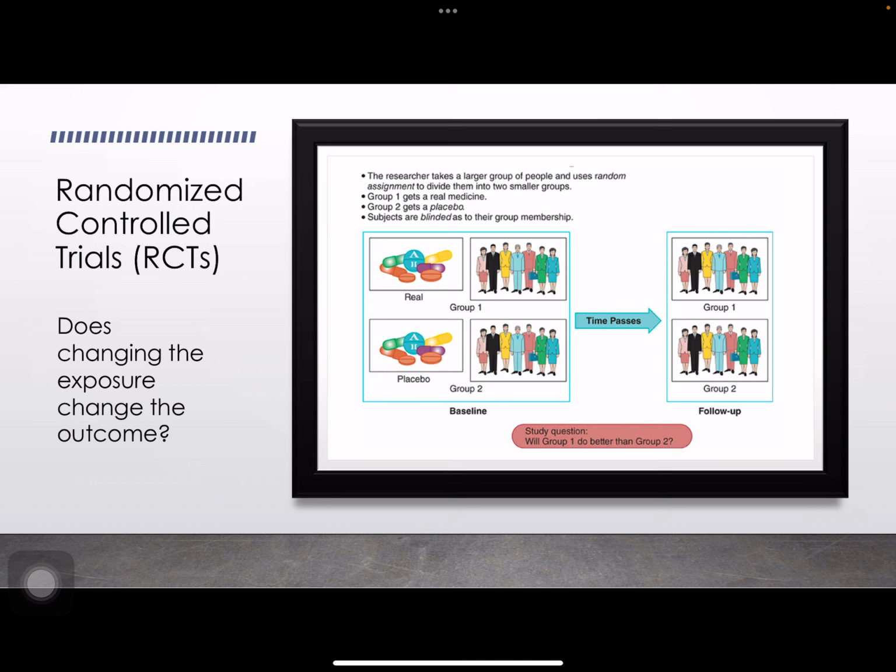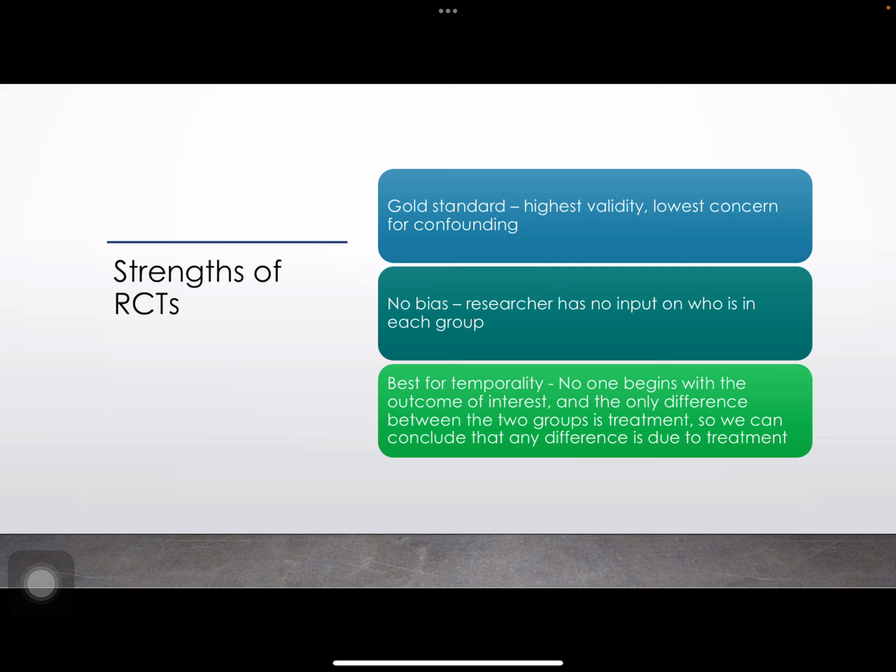Strengths and weaknesses are good to focus on when we are learning about study designs. Some of the strengths of using RCTs are that they are considered the gold standard in study designs because they have the highest validity and lowest concern for confounding. They are free of bias because the researcher has no input on which subjects are put in each group. And the last strength is that RCTs are the best for proving temporality.